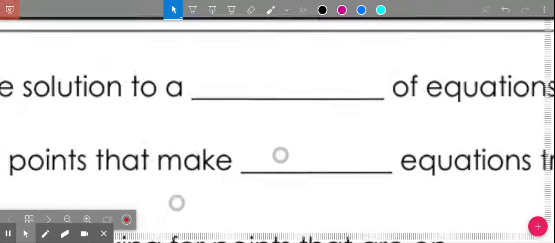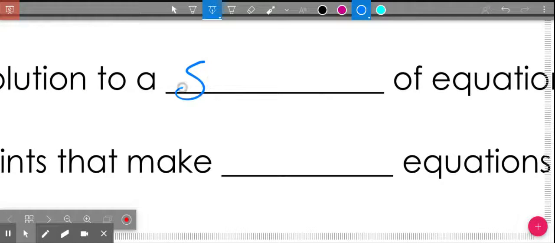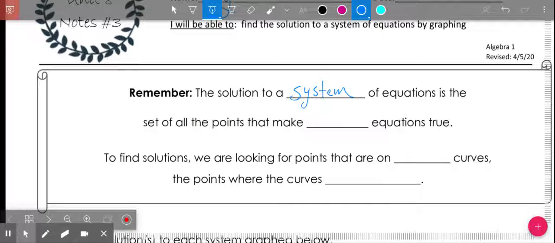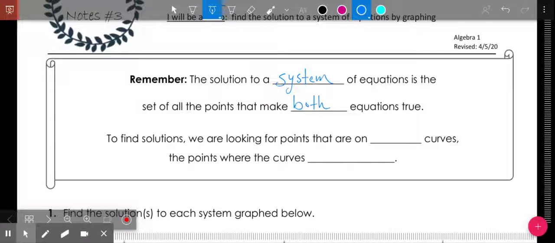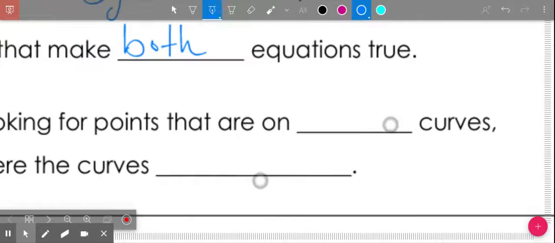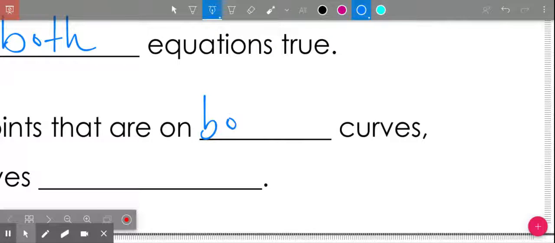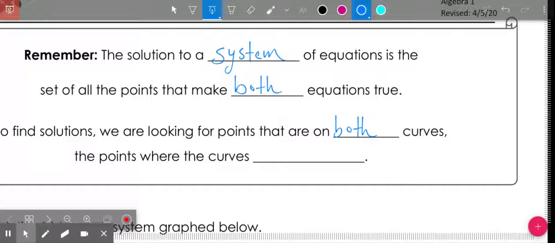The solution to a system of equations is the set of all points that make both equations true. Okay, so these have to be true for both equations. So to find solutions, we are looking for the points that are on both curves. Since they make both equations true, they have to be on both curves, and those are also the points where the curves intersect.